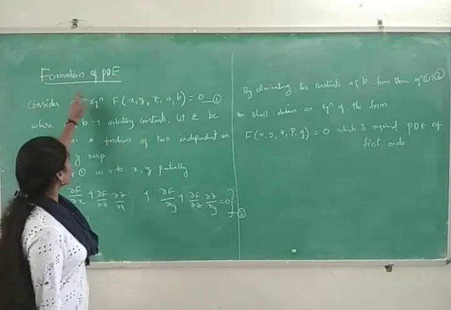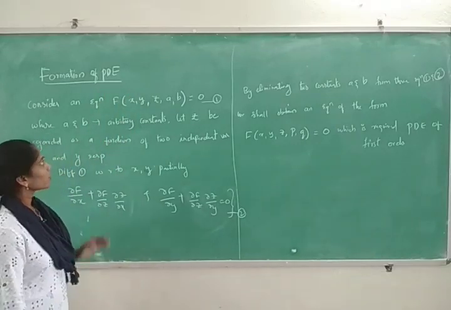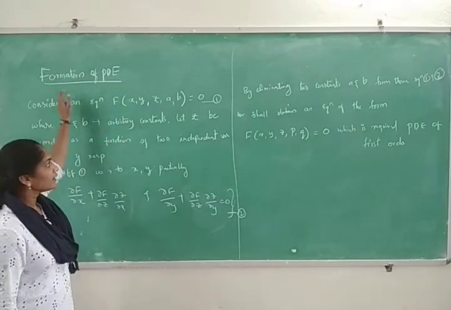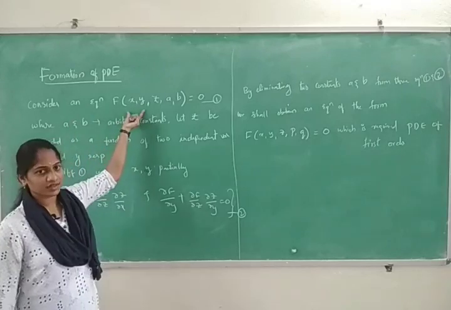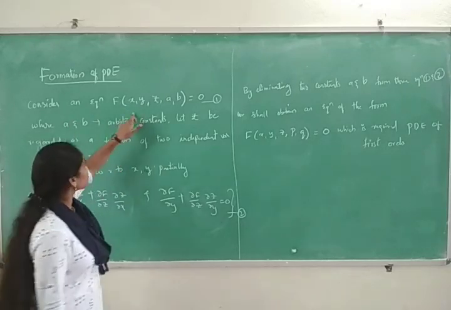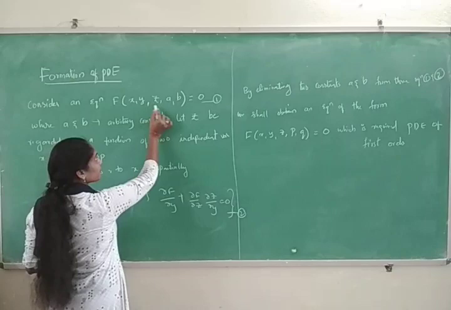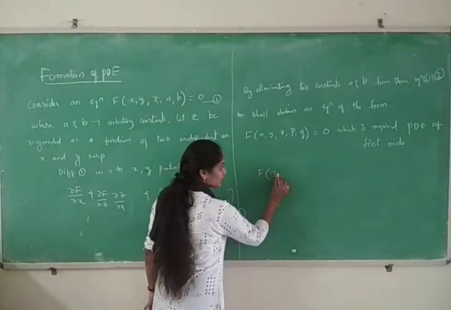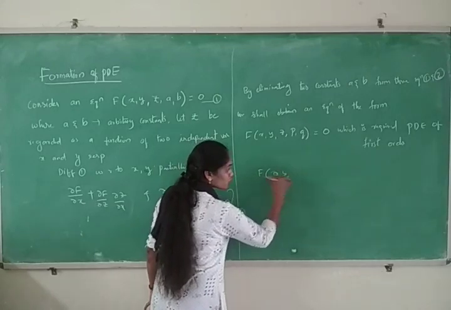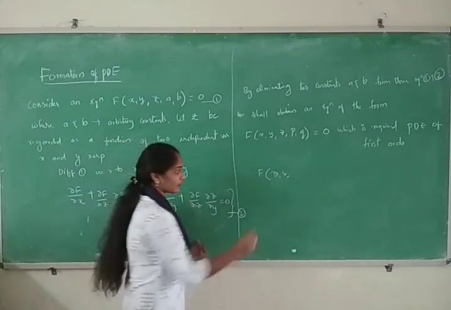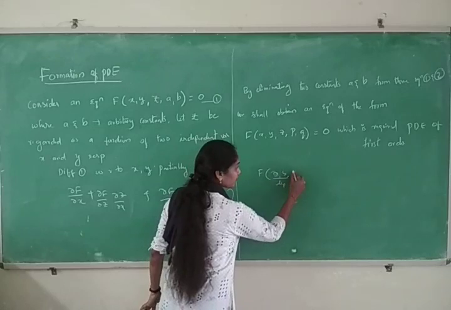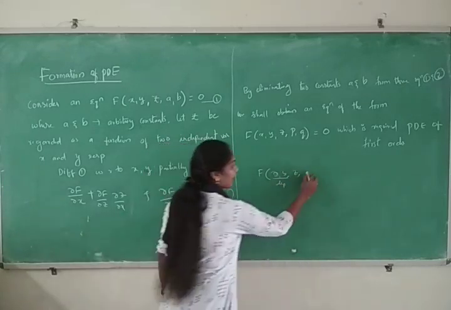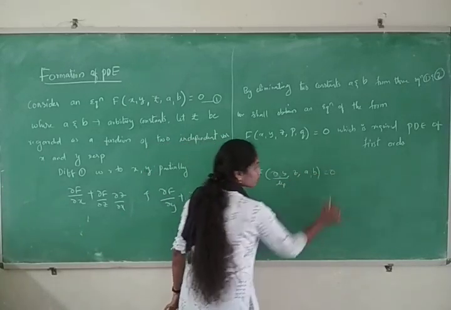The topic is formation of PDE. Now, coming to the formation of PDE, the given equation is our required equation: F of x comma y, z of a comma b. The given function has two independent variables, one dependent variable, and two arbitrary constants.